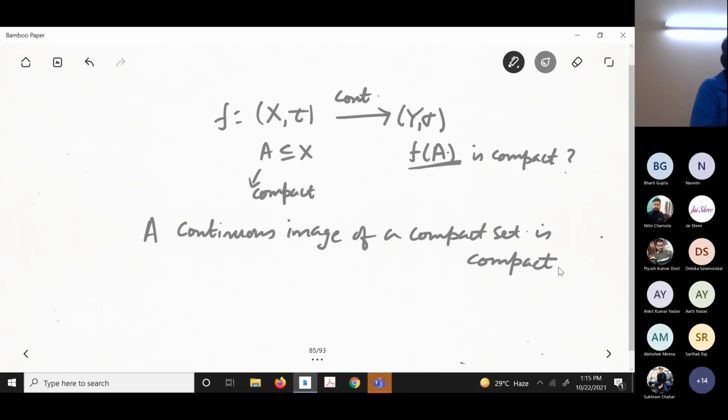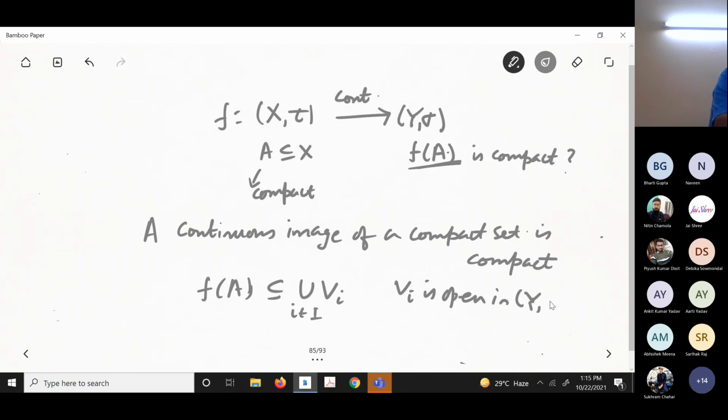Well, the proof is very straightforward. You start with an open cover of this. Okay, take an open cover here. Since it is in Y, you take V_i, i belongs to I. That means V_i is an open cover, so each V_i is open in Y, sigma. Okay. Now we'll be taking this. Look, A is a subset of F inverse of F(A).